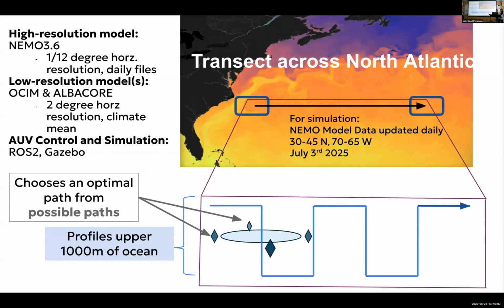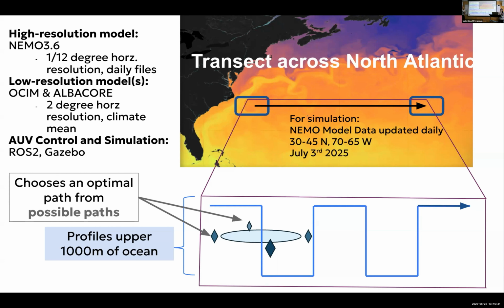Okay, so we have this UUV, and that's controlled with ROS2 and Gazebo. We are integrating numerical models into our UUV. We have two kinds. They're both numerical, but there's a high resolution model, NEMO, that we access through Copernicus that will spit out currents and temperature and salinity wherever the robot is in pretty much real time. And then we use some lower resolution models as well for computing some of the biogeochemical variables.